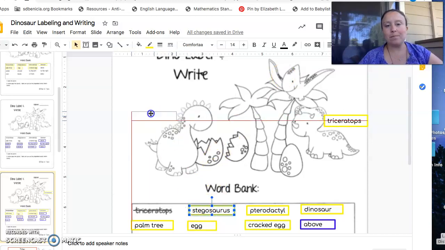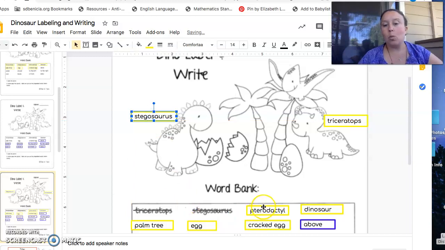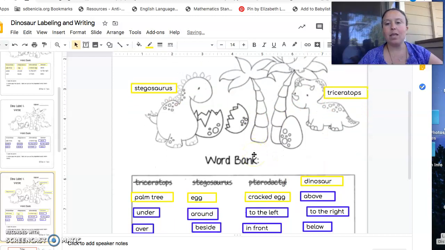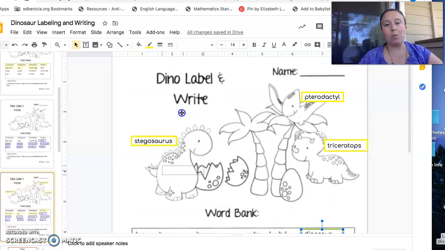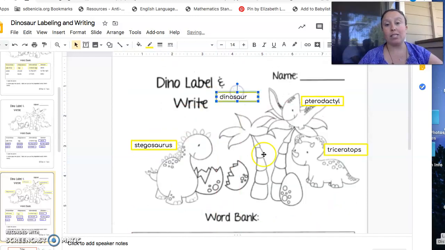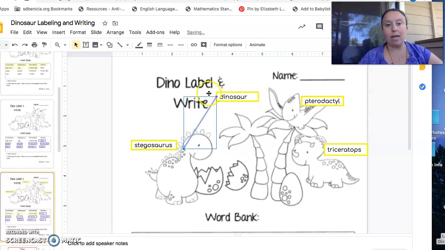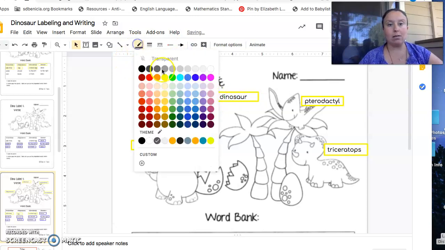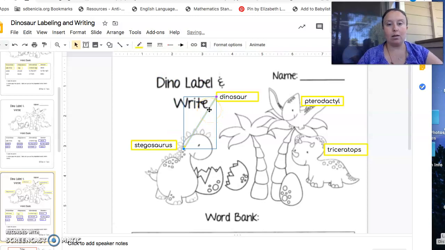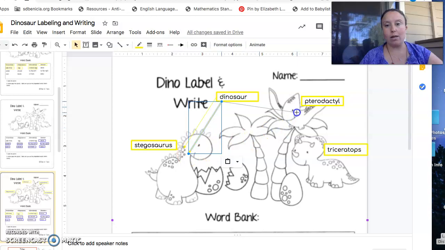This guy is a Stegosaurus. Where's the pterodactyl? Above. These are all dinosaurs, so maybe I'll put that up here, because they're all dinosaurs. Now, if you're really tricky, you might even draw some lines. So let me get some lines drawn.